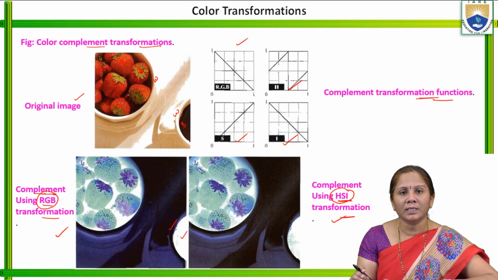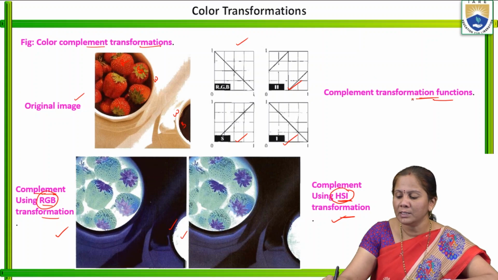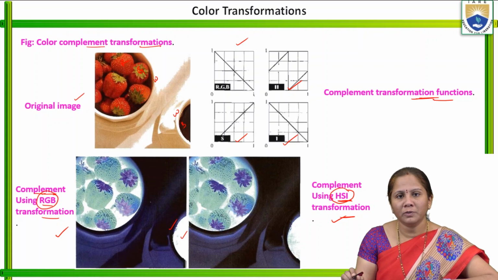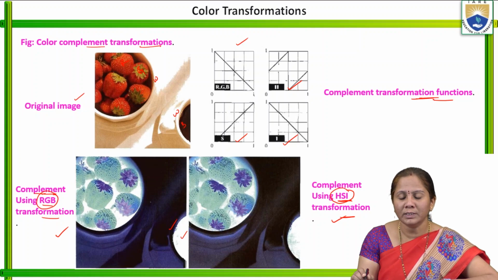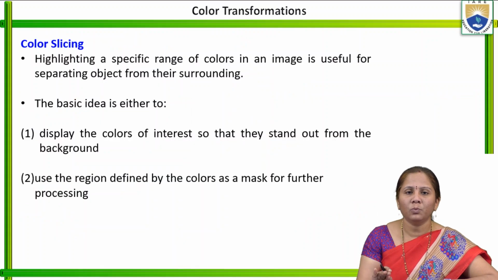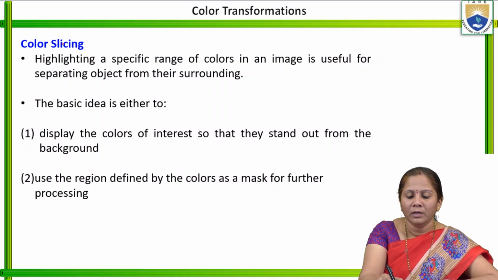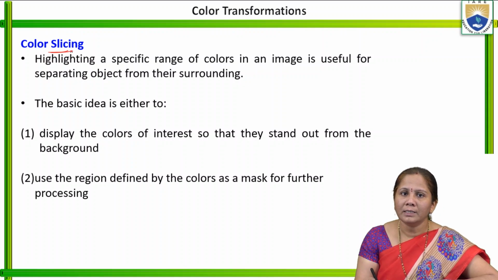That is, what is the selection of the K value in order to modify the intensity. Everything will be set by this transformation function only. So these transformation functions are the important tools in color image processing. So that is what color complement is about. Each color will be complemented with another color based on the color circle. Now coming to the next concept, that is color slicing.